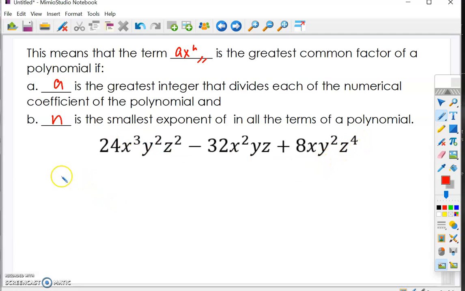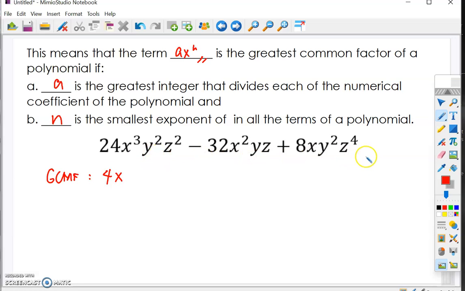Let's have the given example. To get the GCMF of the given polynomial, first we consider the greatest integer that divides each of the numerical coefficients. That means numbers that divide 24, 32, and 8. What is the GCF of 24, 32, and 8? That would be 4. If that's 4, in terms of the variable, we have to identify what variable is present in all the terms. In this case, x is present in all the terms, but among x cubed, x squared, and x, we consider the one with the least degree, so that would be x.